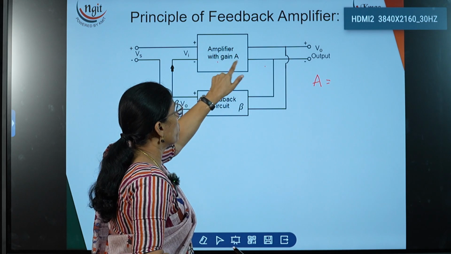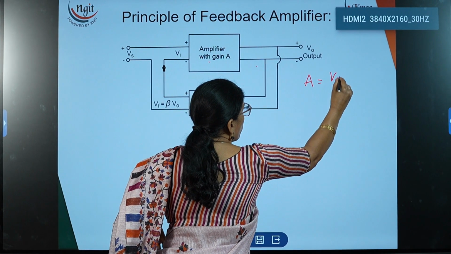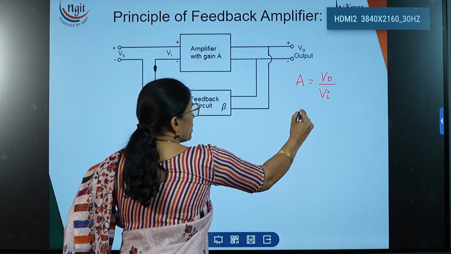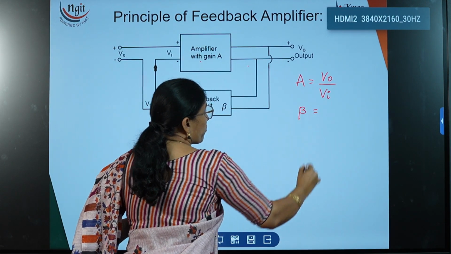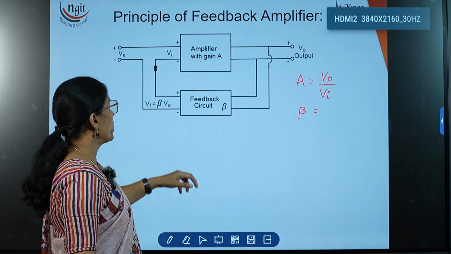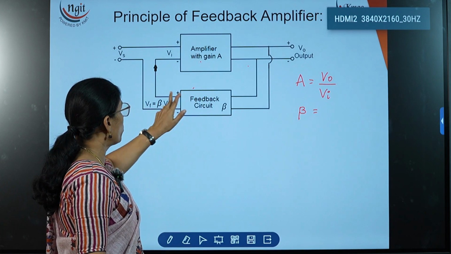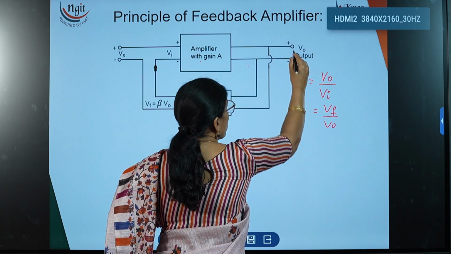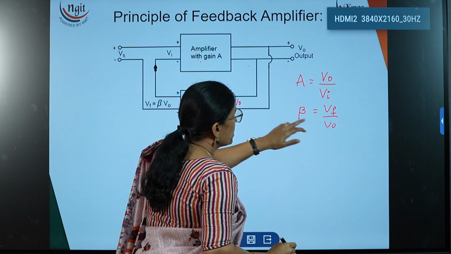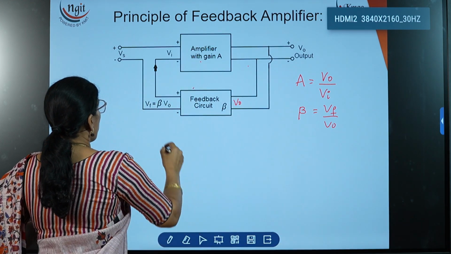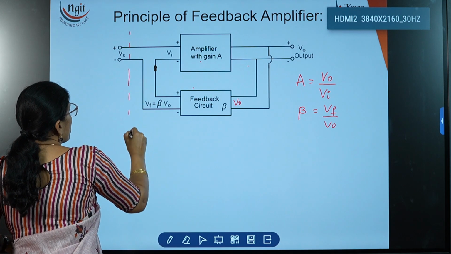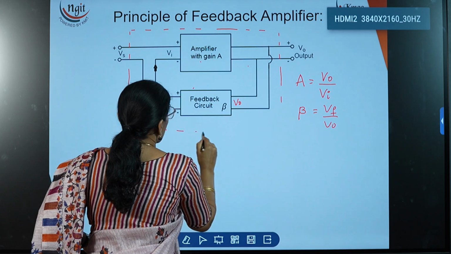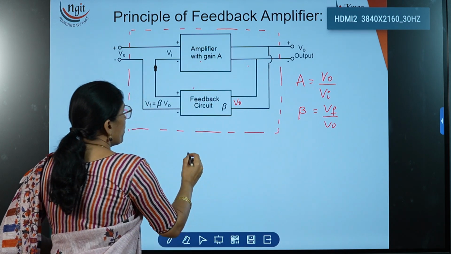Now for this amplifier, what is the output? V0 is the output and Vi is the input. Now this is the feedback circuit. We have discussed that the feedback factor beta is equal to what? Output divided by input. For this circuit, the output signal is Vf and the input signal is V0. Here V0 is applied over here. This is the amplifier with feedback network.